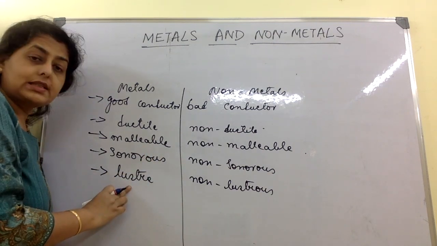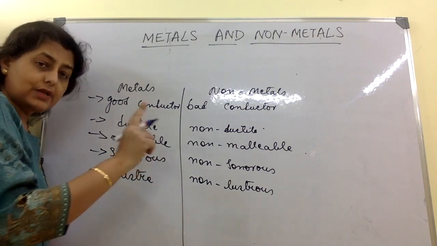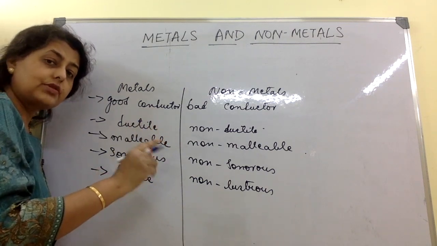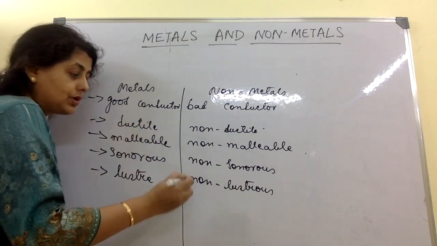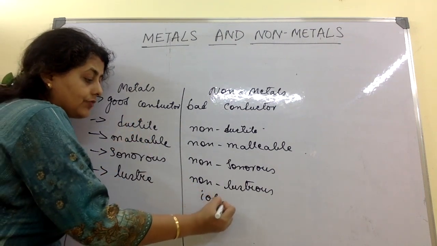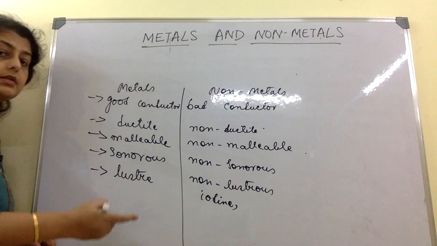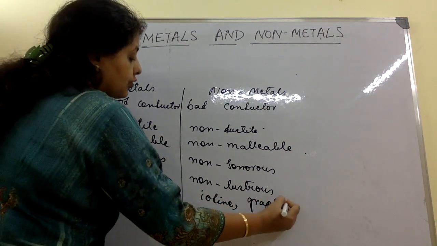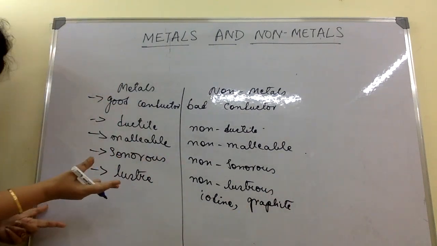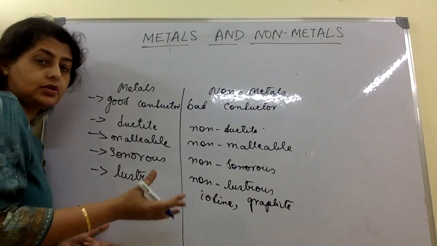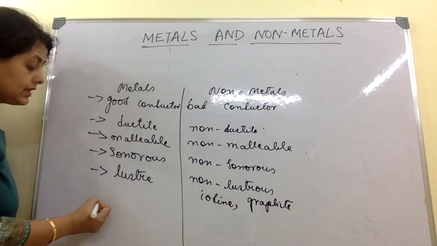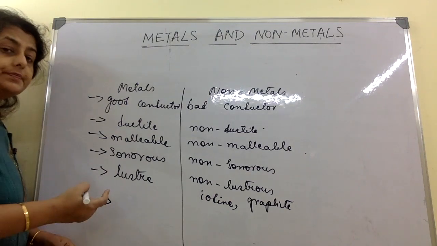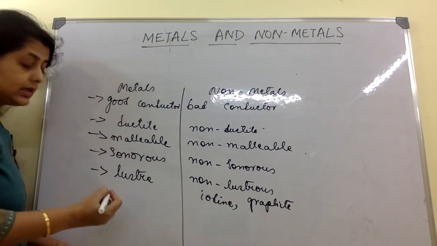Now, if I talk about this luster, there are non-metals which are exceptions. One is iodine, which is lustrous, with shiny crystals, and the other one is graphite. So these are two of the non-metals which are lustrous.